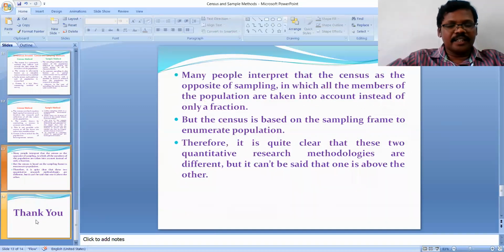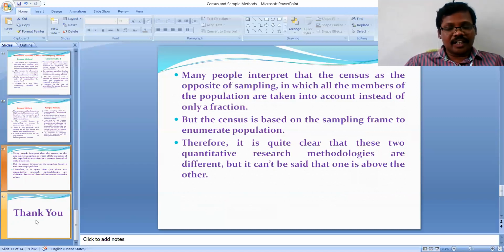Anyway, in research many people interpret the census as the opposite of sampling. Census is the opposite of sampling, in which all the members of the population are taken into account instead of only a fraction. In a sample, we take only a fraction of the total population. But the census is based on a sampling frame to enumerate the population. The population we take is based on the sampling frame of enumeration.